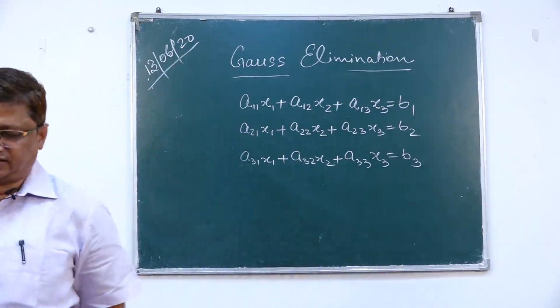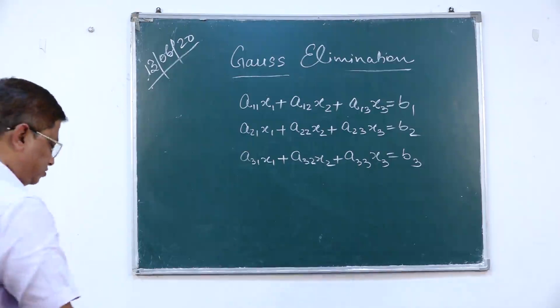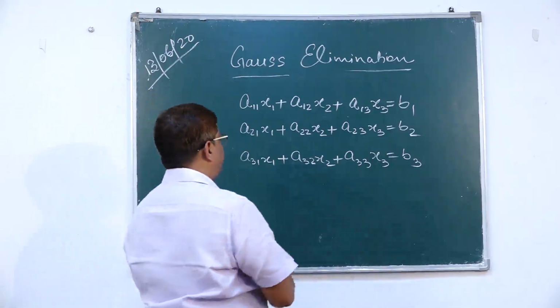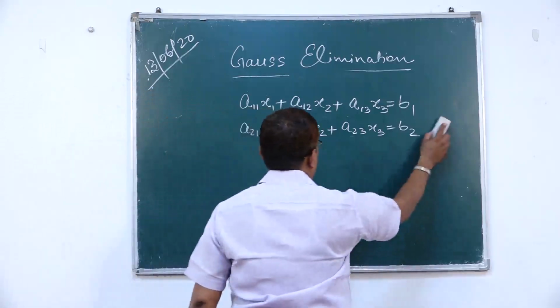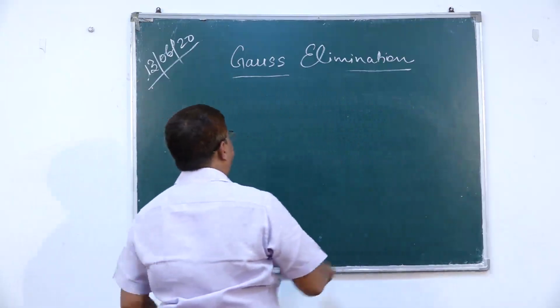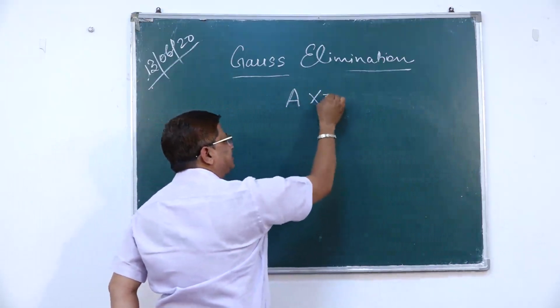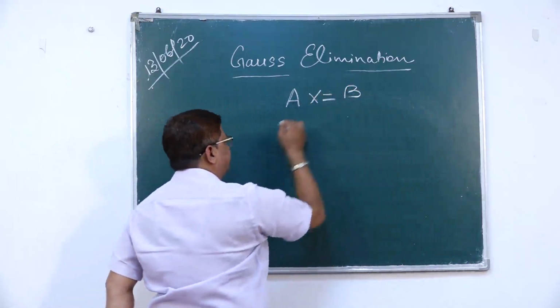Now this system has three unknowns. The unknowns are x1, x2 and x3. We are finding the unknowns on the basis of a specific method. Now this equation can be rewritten in the form of a matrix, and this matrix form is called AX equal to B.